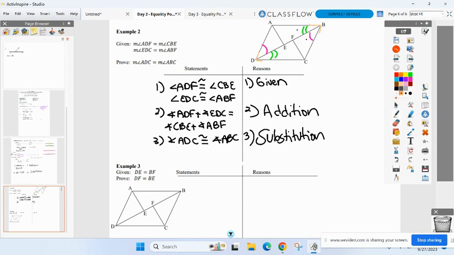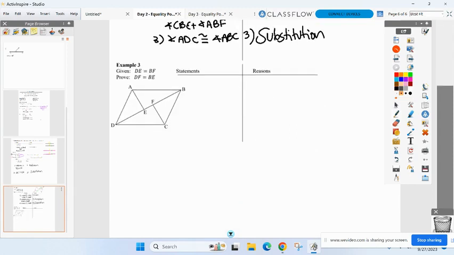Okay, a couple things. I'm getting you guys in a bad habit because you're going to think all these proofs are just given, addition, substitution. That's what you're always going to think. I need to break that bad habit right now. Let's break it with example 3 and show you it's not always going to be those 3 in that order. So do your thing: mark it, write it, mark it and write it.